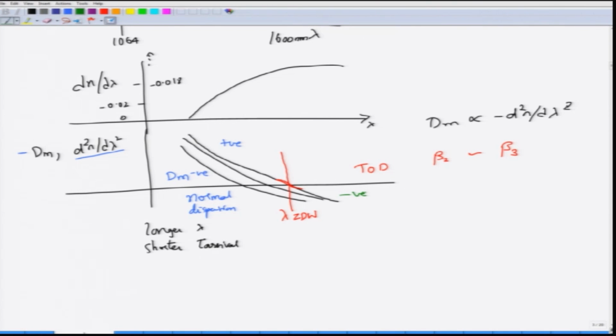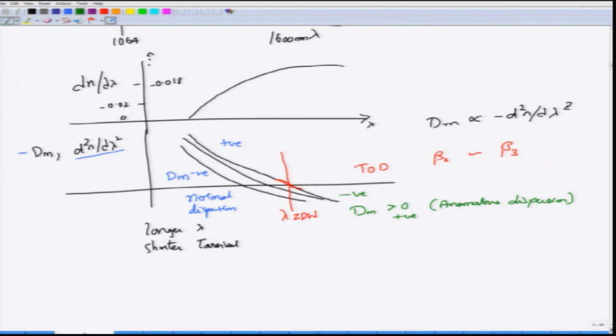Now go to the other region where d square n by d lambda square is negative. While d square n by d lambda square is negative, the corresponding value for dm is greater than 0, that is to say dm is positive here. This region is called anomalous dispersion. And anomalous dispersion is very important for pulse compression, because if you operate in this region, the pulse does not expand but rather contracts.